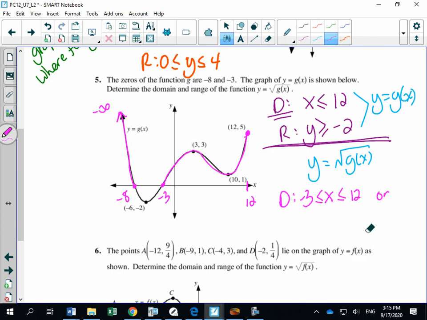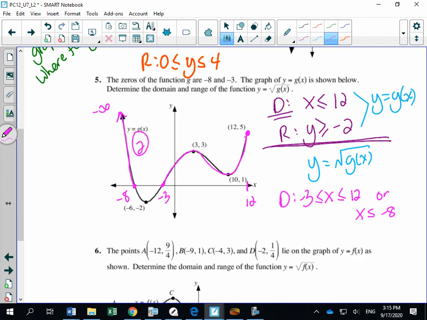Or, because I've got two pieces, so I'm going to say or. Now I have to say about this piece here. If I said, how would you write the domain of this piece? It's going from -8, and imagine that it's going forever. It's going to go to -infinity. So the domain of this piece is x is less than or equal to -8. That would be the domain of my second piece.